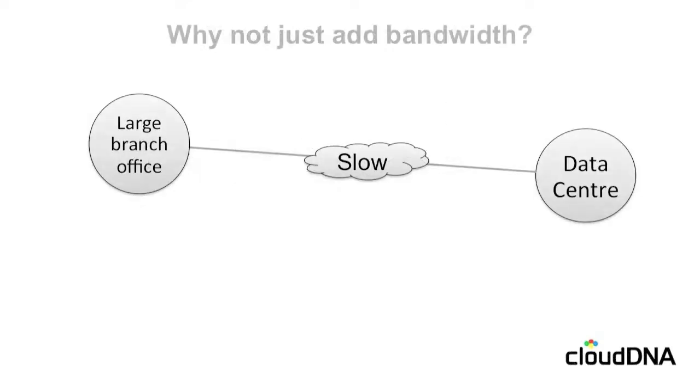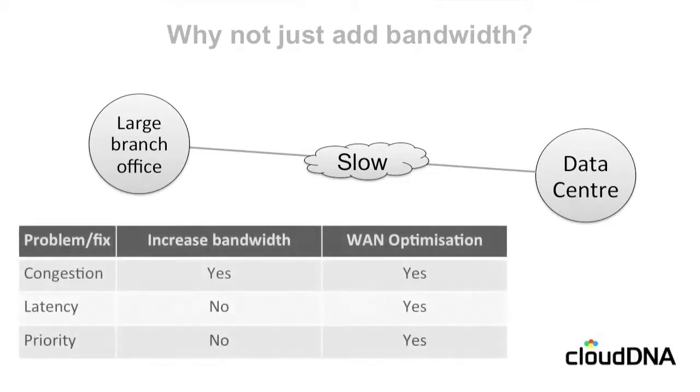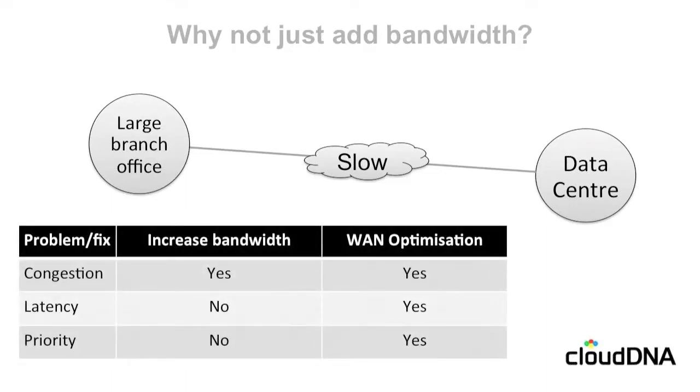Okay, so Citrix have had this solution for a little while. Why not just add bandwidth? Well, if it's just congestion like a busy road, we can add more lanes, add bandwidth, and that'll help.